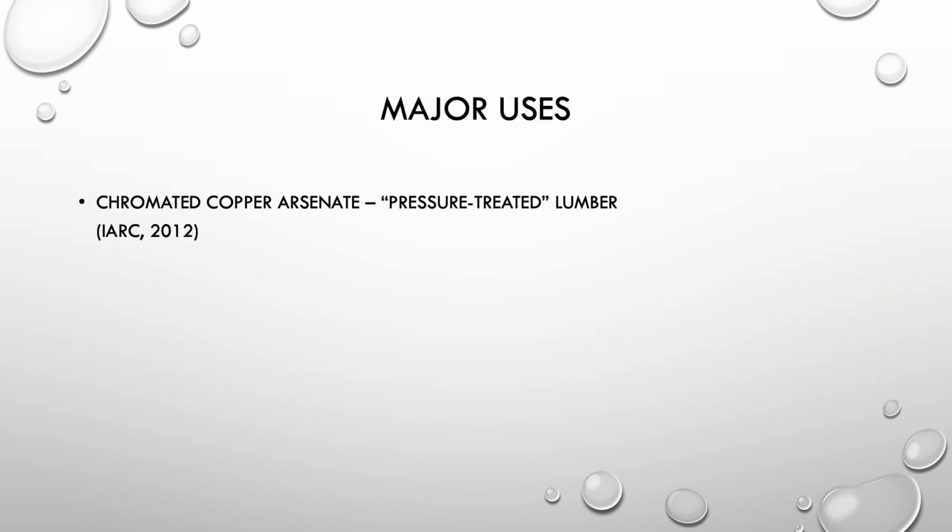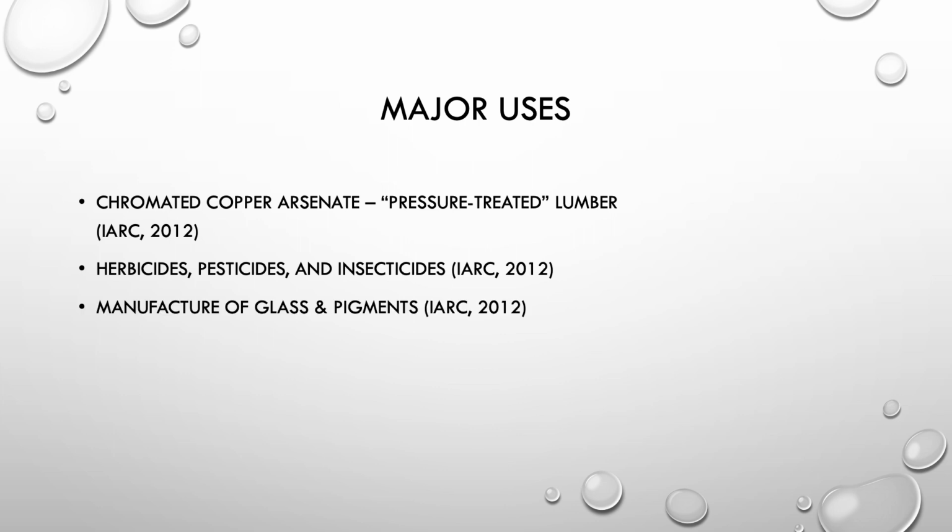The major uses of arsenic include chromated copper arsenate, which is used for pressure-treated lumber, herbicides, pesticides, and insecticides. Though most of these are being phased out or have been phased out, they've been used in the past and have contaminated the soils. Arsenic is used in the manufacture of glass as a decolorizing agent, and it is also found in pigments for inks and paints. It's also used in semiconductors, such as gallium arsenide. Arsine gas is also used as a doping agent.